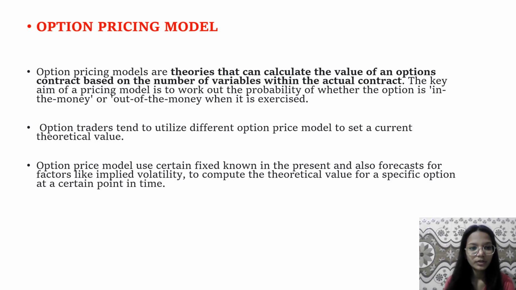Option pricing model. Option pricing models are theories that can calculate the value of an option contract based on a number of variables within the actual contract. The key aim of a pricing model is to work out the probability of whether the option is in the money or out of the money when it's exercised. Option traders tend to utilize different option pricing models to set a current theoretical value. Option pricing models use certain fixed factors known in the present and also forecast factors like implied volatility to compute the theoretical value for a specific option at a certain point in time.